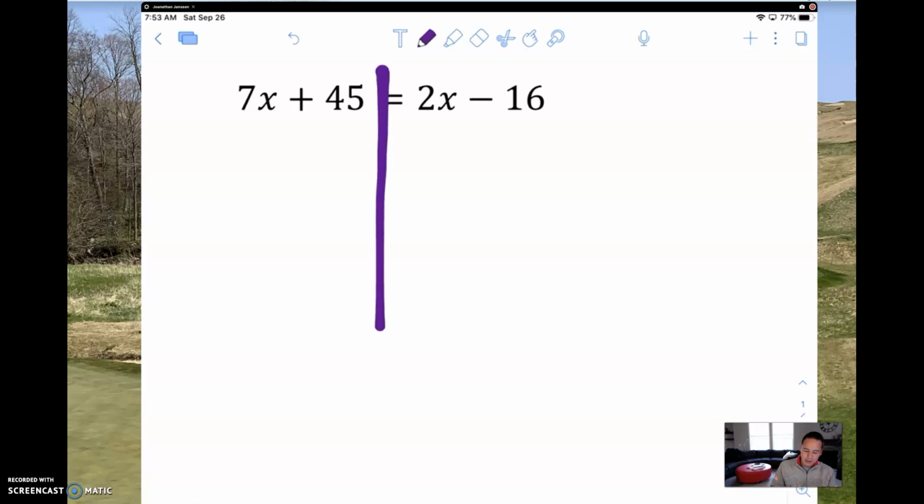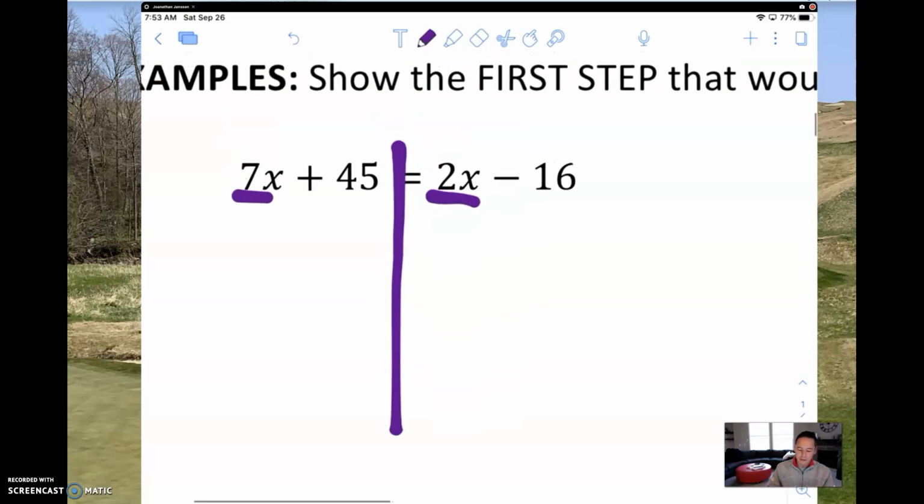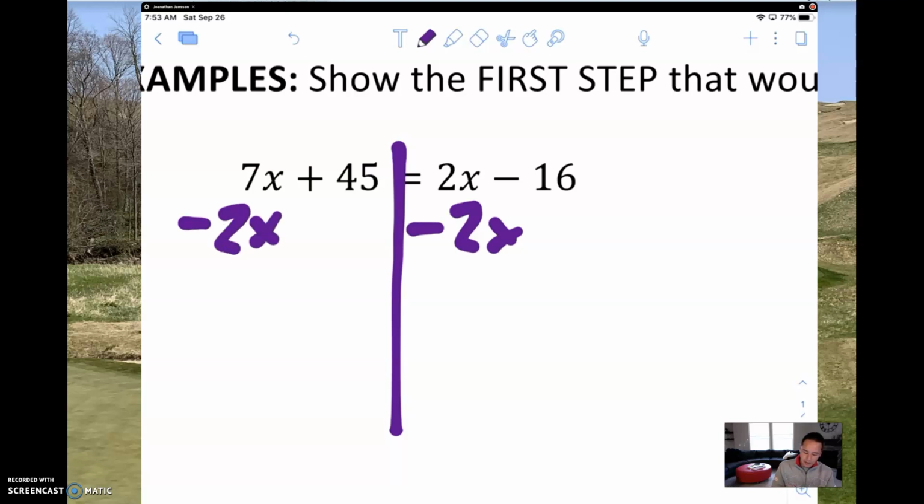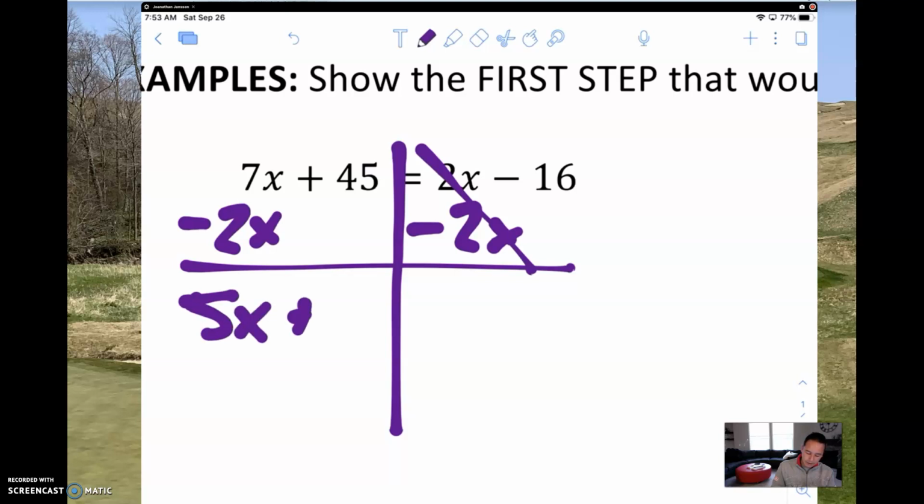So draw our line down here. I'm looking at 7x and I'm looking at 2x, and I have to move one of them. So I'm going to pick the smaller of the 2. So I'm going to pick this one because 2 is smaller than 7. So to get rid of it, we are just going to subtract 2x from both sides. And by doing that, we are left with 5x plus 45 is equal to negative 16. Now I'm not having you solve the rest of these out just yet. So just practice that first step for now.